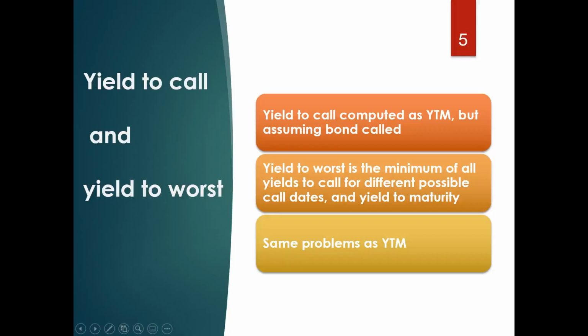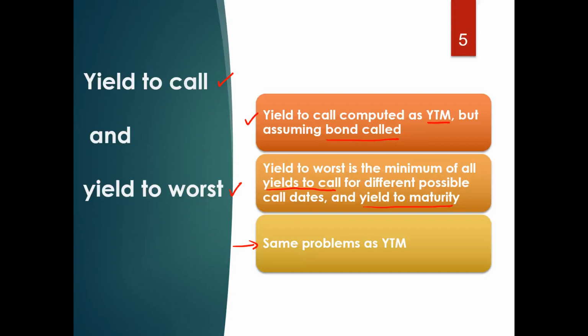When we talk about callable bonds, we need to talk about two concepts that are the yield to call and the yield to worst. The yield to call is going to be computed exactly in the same manner as the yield to maturity, but is going to assume that the bond is called. The yield to worst is going to be the minimum of all the yields to call, so there's going to be several of them depending on the number of callable dates there are, and the yield to maturity. And this yield to call and yield to worst are going to have the same problems that we know the yield to maturity has.